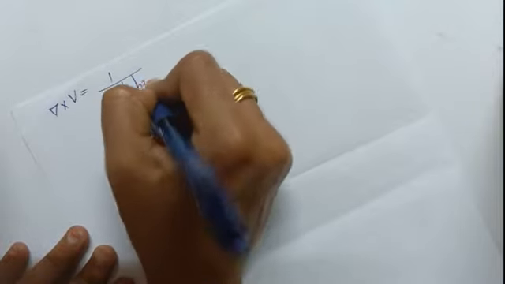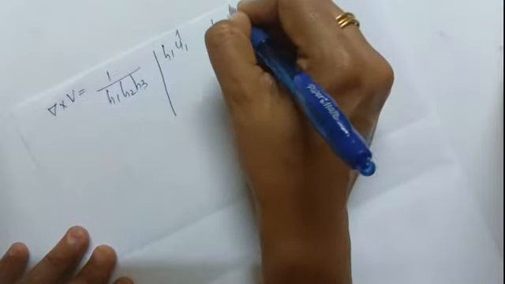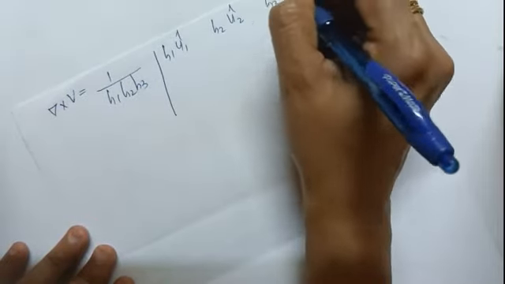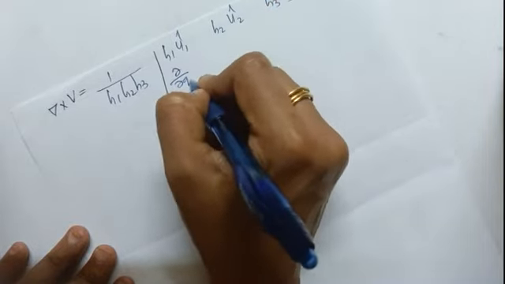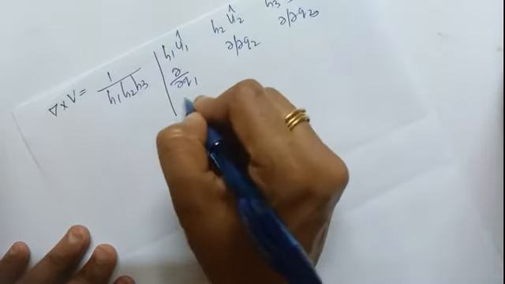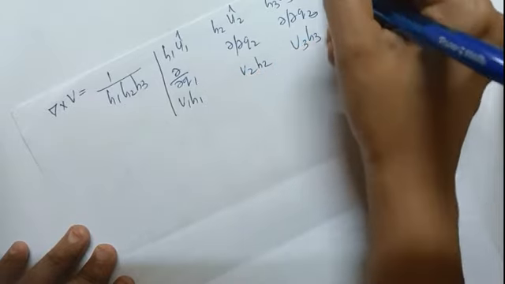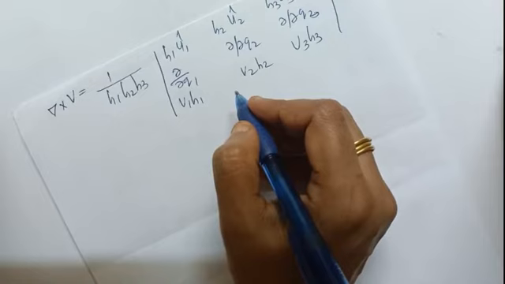Now see, in the determinant form we can also write del cross v equal to 1 by h1 h2 h3, with the rows h1 u1, h2 u2, h3 u3, then dou by dou q1, dou by dou q2, dou by dou q3, then v1 h1, v2 h2 and v3 h3. This is easy for you to remember. If you can remember this one also, you have no problem. This is in the determinant form.